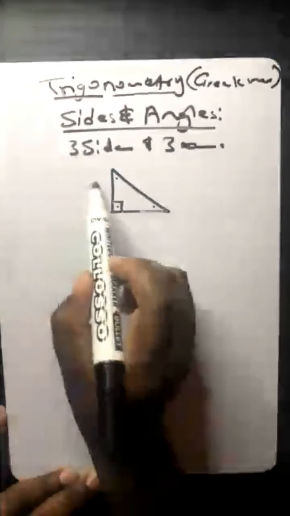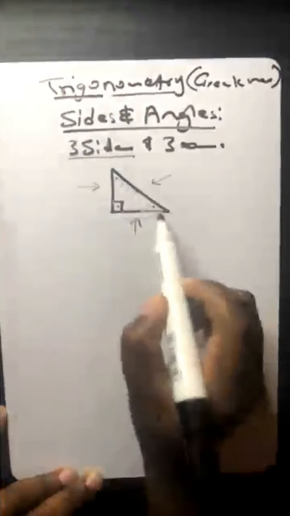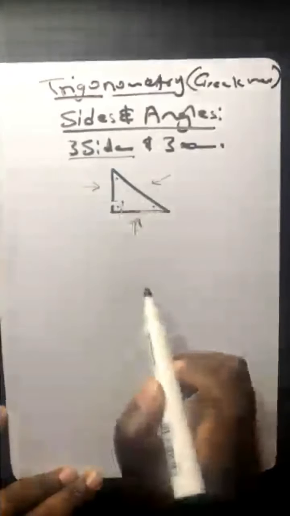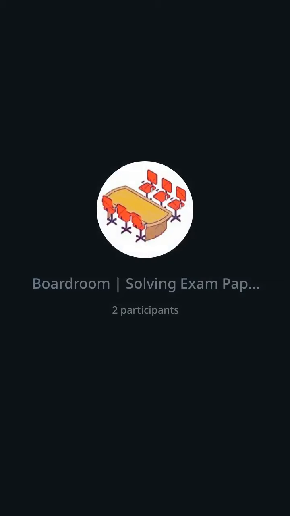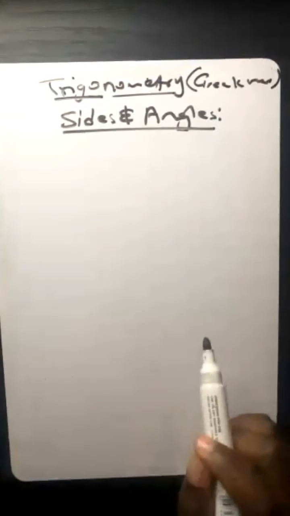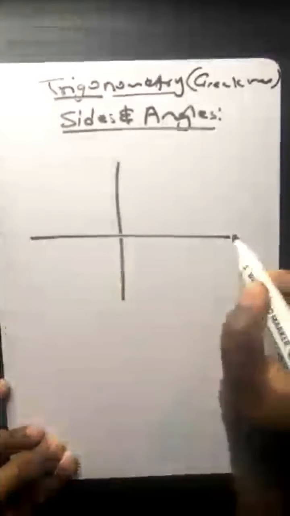So we have three sides, and we know one angle is 90 degrees. In most cases, we'll be talking about a right-angled triangle involving three sides and three angles. Let's try to represent that right-angled triangle on a Cartesian plane. What is a Cartesian plane?